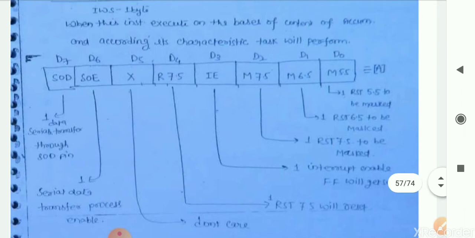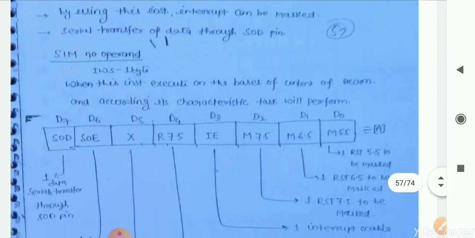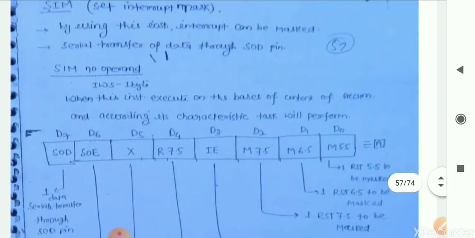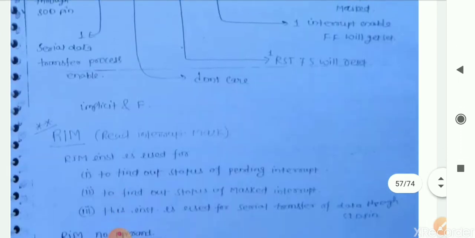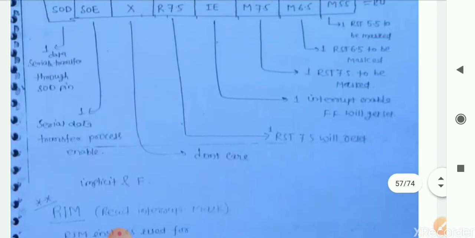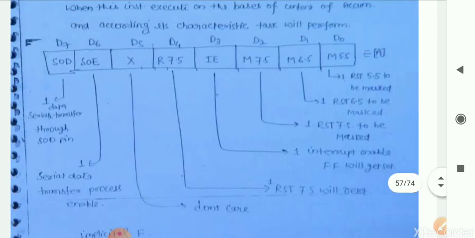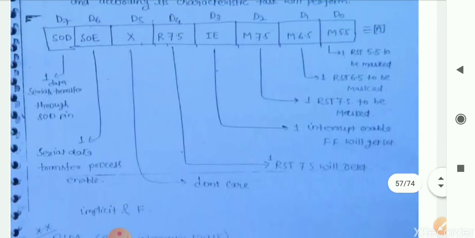The SIM instruction is used for serial out of data through the SOD pin, and the RIM instruction is used for serial in of data into the D7 bit of the accumulator.